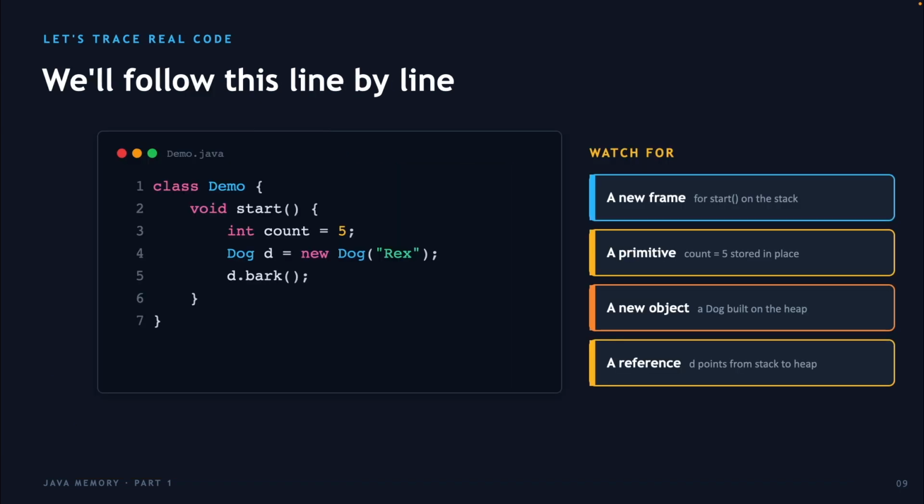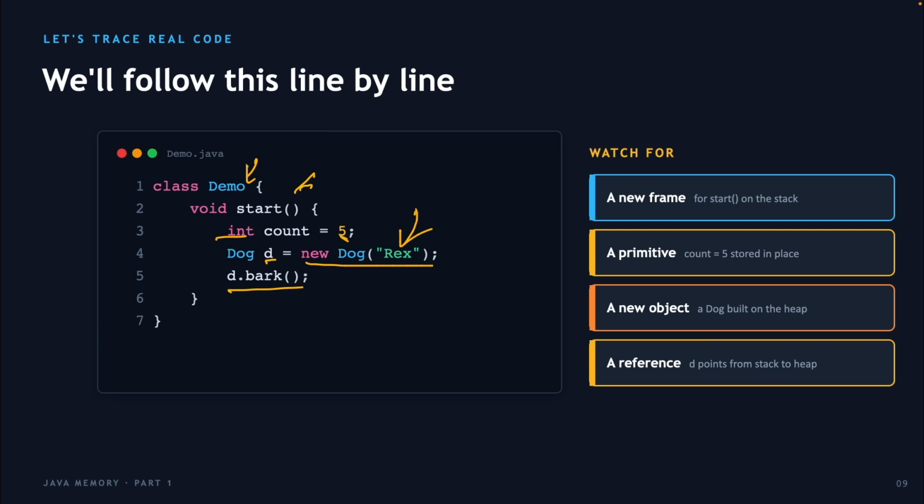Now we have seen various ideas, so let's trace some real Java code line by line. If you see here, we have a simple Demo class with one method called start. Inside start, three things are happening. First, we declare an int variable called count and set it to 5. Second, we create a new Dog object with the name Rex and store it in a variable called d. Third, we call d.bark.